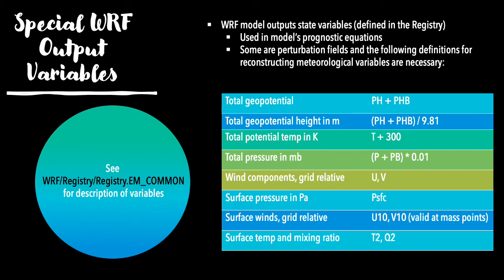The WRF model outputs state variables, which are defined in the registry file. These are used in the model's prognostic equations. Some of these variables are perturbation fields, and therefore the following definitions for reconstructing meteorological variables are necessary. For example, to get the total geopotential, you need to combine perturbation geopotential with the base state geopotential. There's more information about each of these variables found in the registry.em_common file within WRF.